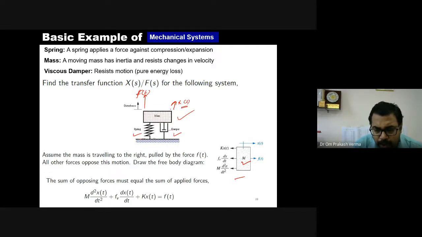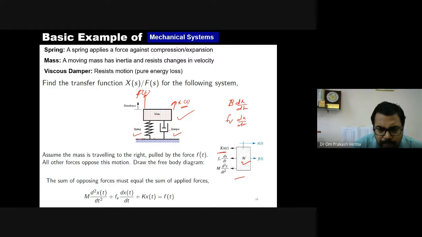It is m d2x by dt square. And for the viscous force, or you can say damper, in some books it is represented by dx by dt, or in some books it is written fv dx by dt. Okay, both are the same symbol. This is the damping coefficient, fv is the damping coefficient into dx by dt. Okay, and if we're talking about the spring, then it is simply kx(t).